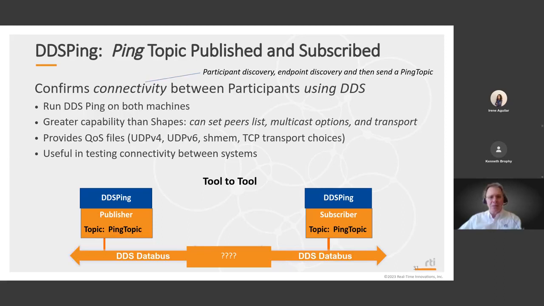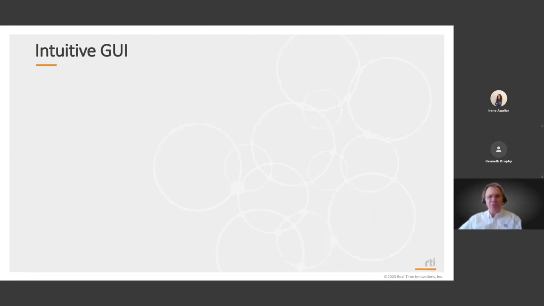DDS Ping is a tool that you can run to uncover connectivity issues. Basically, it sends a ping topic from one machine to another. That means you're going through discovery and endpoint discovery, and allow that ping topic to make it from one machine to another. You can set up various transports, and you can set up a peers list using this tool.